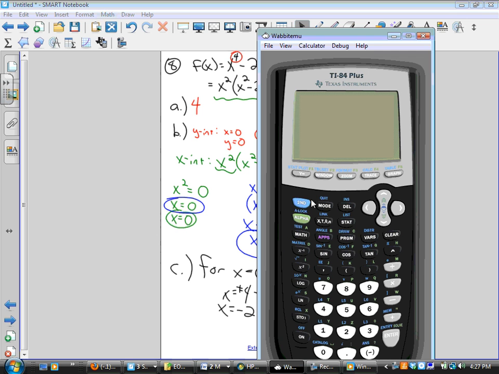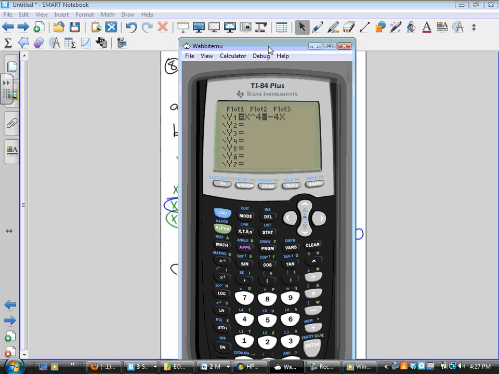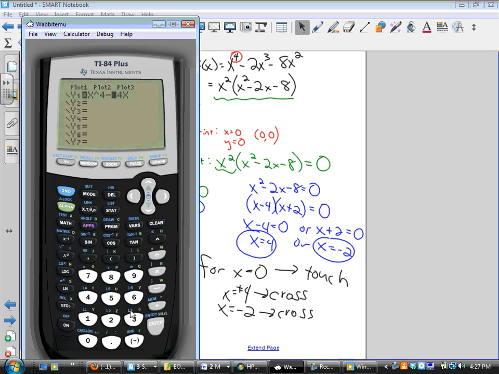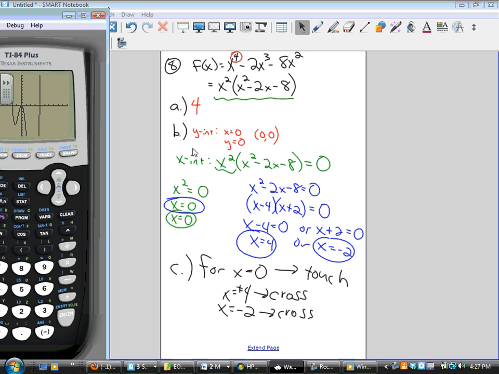Let's graph this original function. f of x equals x to the 4th minus 2x to the 3rd minus 8x squared. Let's graph that thing. And we should see that at 0, the graph actually bounces off the axis. At negative 2, the graph actually crosses through. And then at 4, it actually crosses through as well.